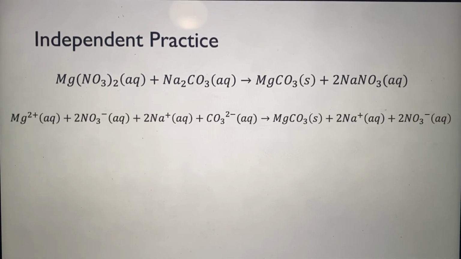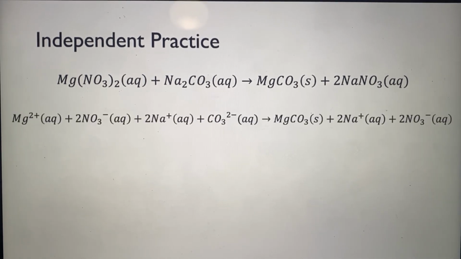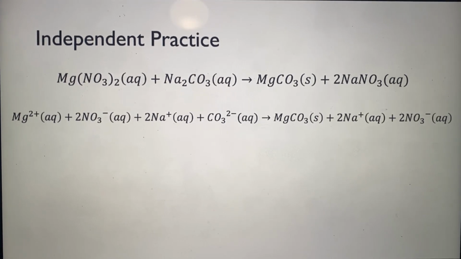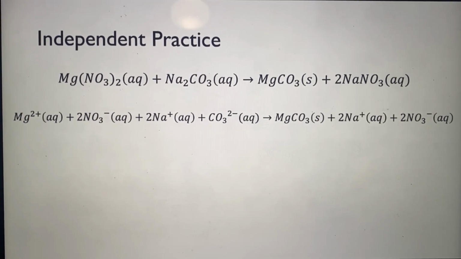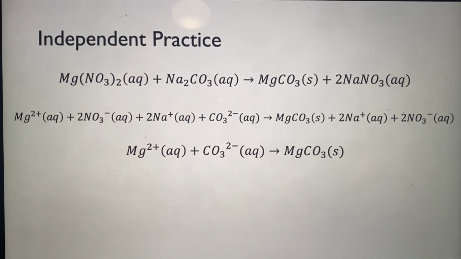So here is your full ionic equation. And as you can see, we did not break up the solid because it's not aqueous. And here is your final net ionic equation.